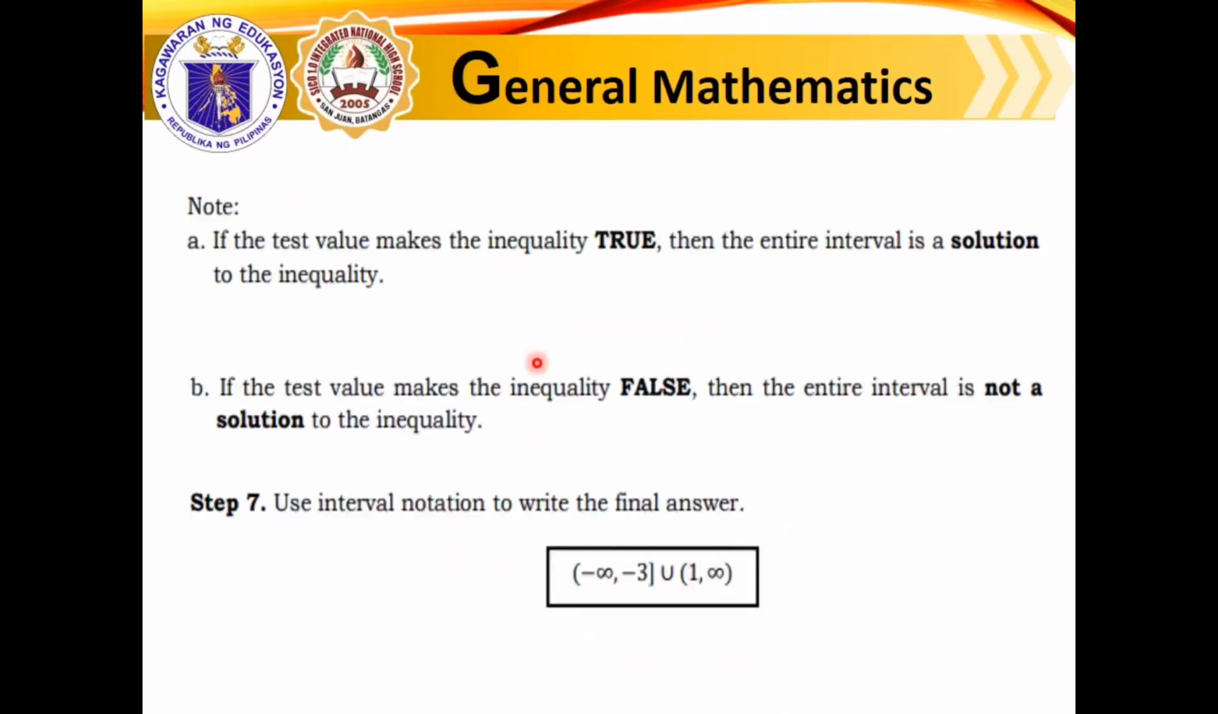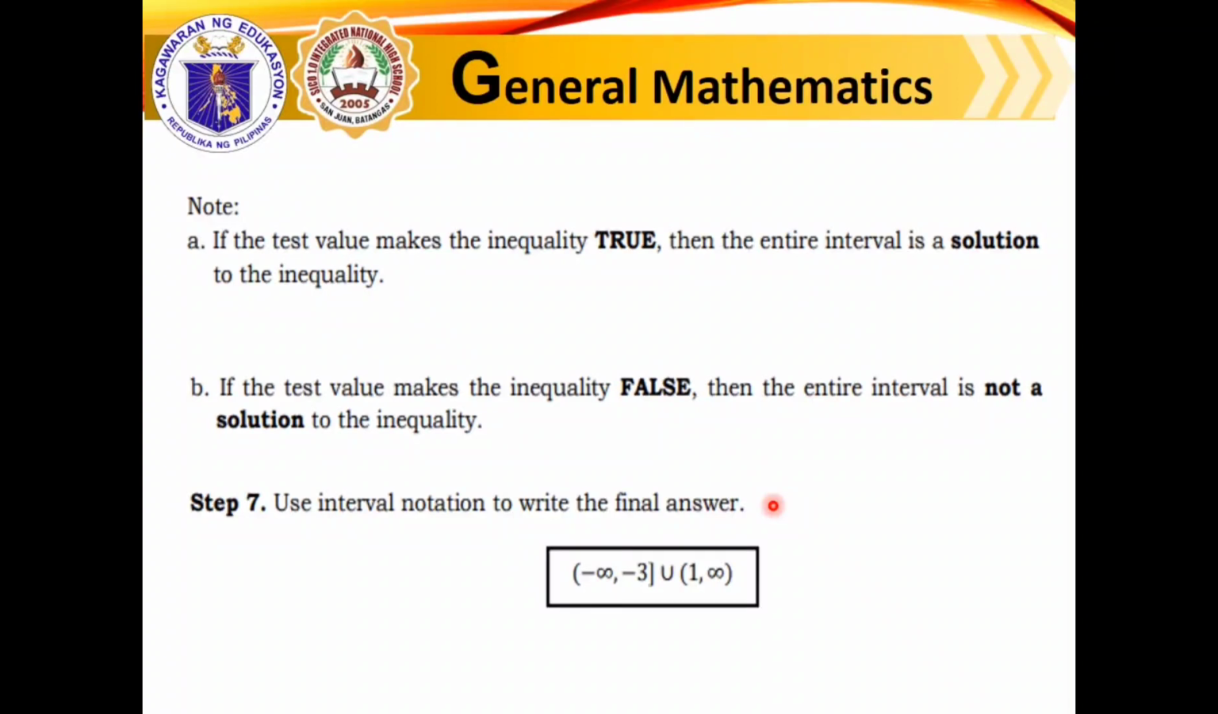Take note that if the test value makes the inequality true, then the entire interval is a solution to the inequality. And if the test value makes the inequality false, then the entire interval is not a solution to the inequality. So step 7: use interval notation to write the final answer.